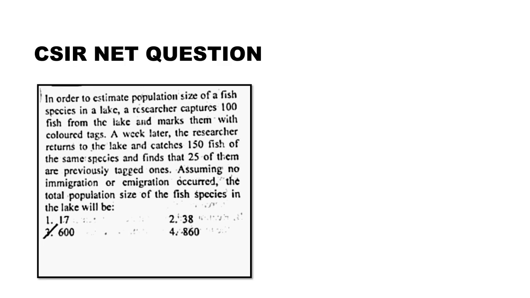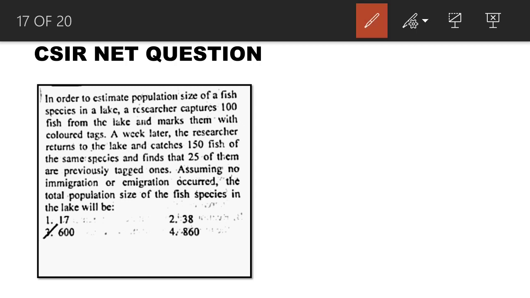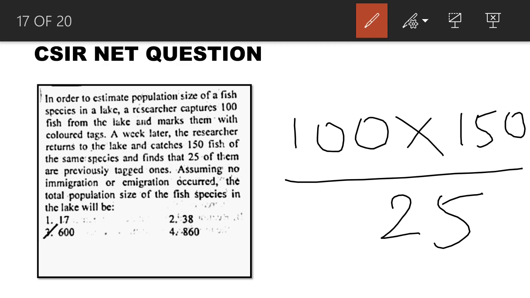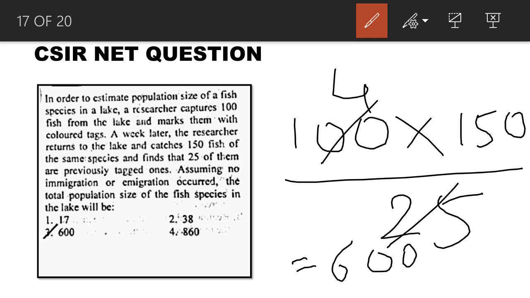So let us calculate this question also. So what is the population size? First sample size is my 100, and what is my second sample size? That is 150. And how many individuals are marked? 25, right? So now as per the calculation you can easily count that the value for n comes to be 600, and once again you can see that option number 3 is the correct option for this particular question. Very easy it is, right?